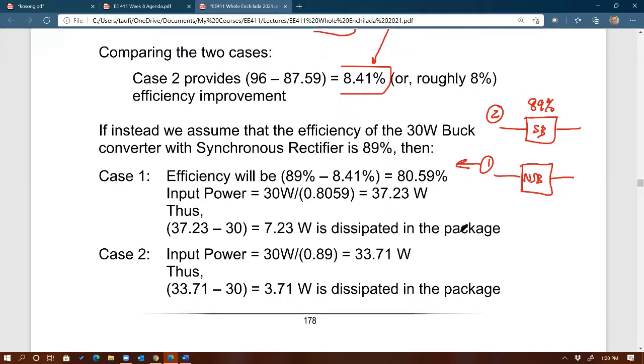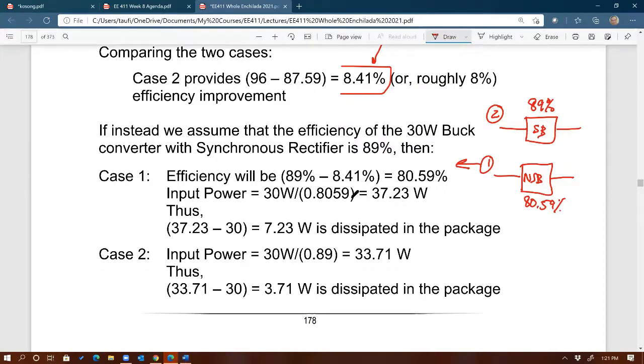The non-synchronous buck, since we are starting with 89% from the synchronous buck, and the non-synchronous buck is 8.41 less, therefore I subtract 8.41 from 89%. That gives you 80.59%, right? And that will be the efficiency of the non-synchronous buck, 80.59%. And since I know the output power is 30 watts, these are both 30 watts.